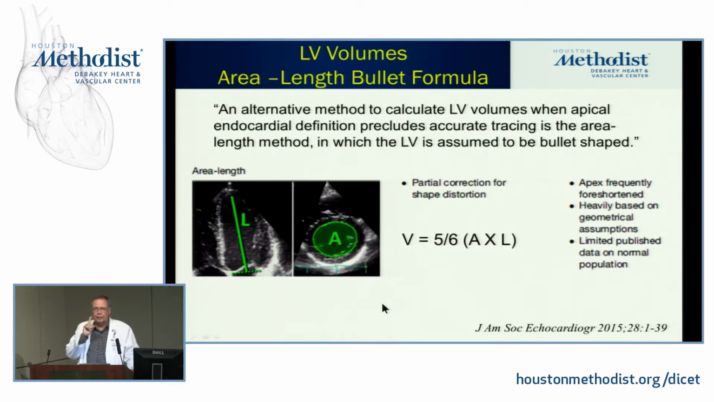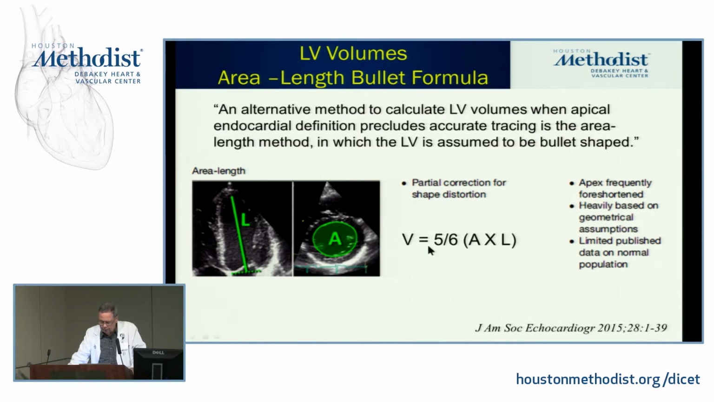There's a backup method that the ASE actually does suggest when you have images that are not the very best. If you do have a decent apical view that gives you a long axis, you can measure the long axis in diastole and systole and use the area at the level of the papillary muscles also in diastole and systole, and use an equation called the bullet formula because it's treating the LV like a bullet. Now, again, it's an estimate because if you have a lot of wall motion abnormalities, this is going to fall apart. So again, it's better for ventricles that are kind of homogeneous in their contraction, whether normal or abnormal.